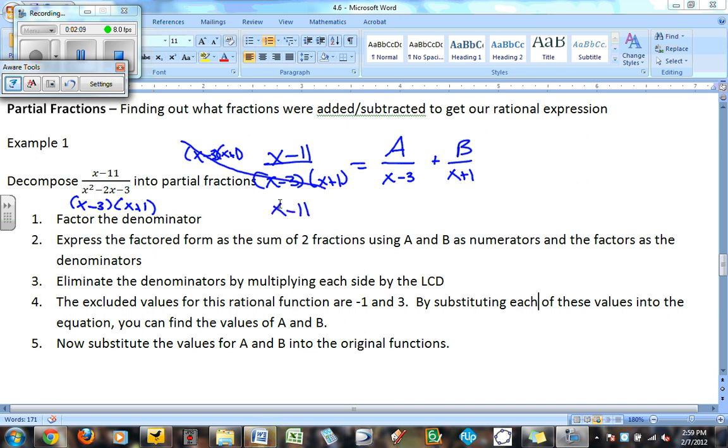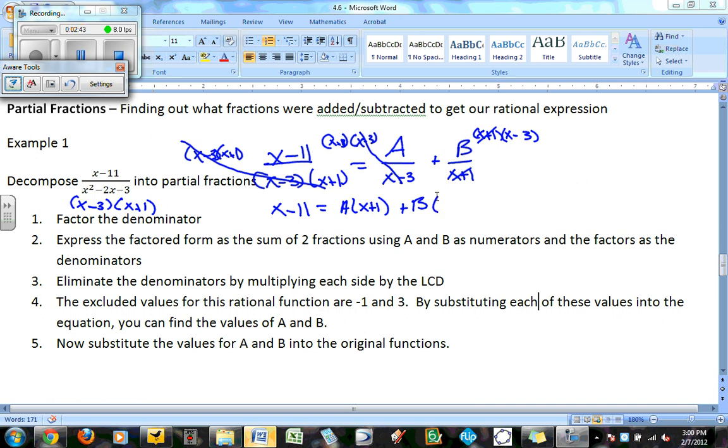So x minus 11 stays. And that's what I tell my algebra kids all the time: you don't like fractions, get rid of them. Multiply by the least common denominator. Multiply this by (x minus 3)(x plus 1), and the x minus 3's cancel out. So I just have A times (x plus 1). Same thing with this one: the x plus 1's cancel out, so I'm just left with plus B times (x minus 3).